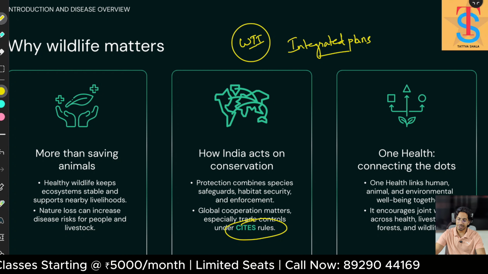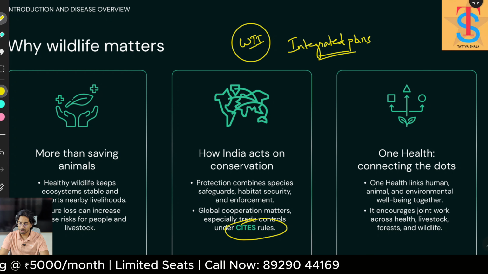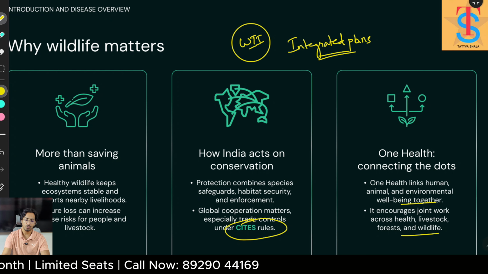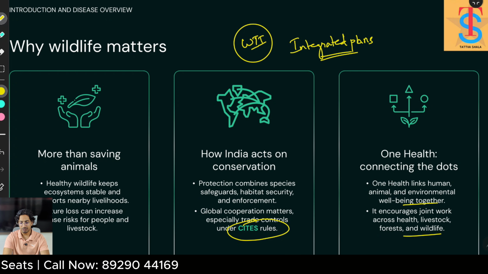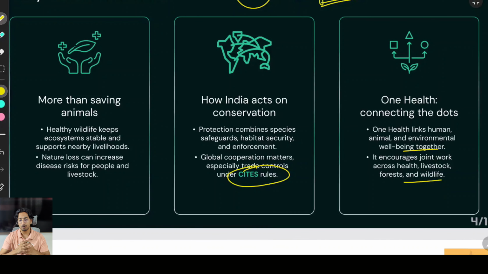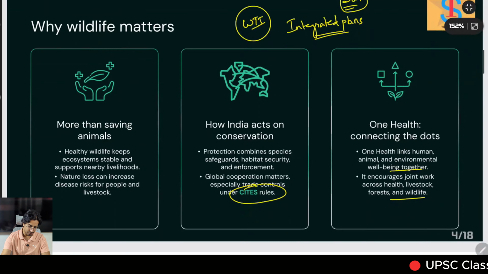So, One Health: connecting the dots. One Health links human, animal and environment well-being. It encourages joint work across health, livestock, forest and wildlife. Post-corona, what we have seen is increased surveillance, where we are focusing on understanding how zoonotic infection can affect human beings. After that, WHO and even the Government of India have come up with a One Health vision and we are working towards an integrated approach. Now let's see the Babesia basics.